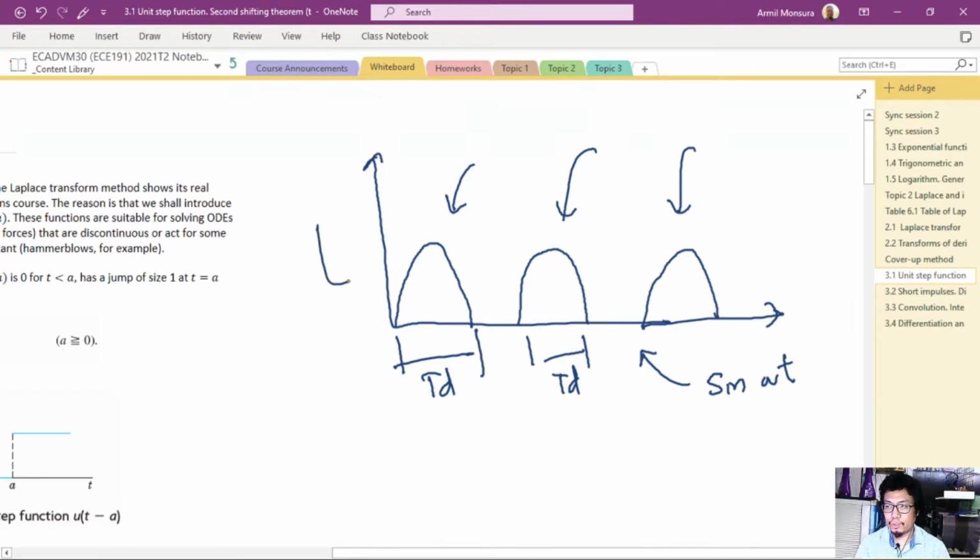Signals or functions like this, which serve as input signals to systems that we would like to analyze, are very common in engineering practice. When we have systems, there would be a need for us to analyze how they would behave if this kind of signal is presented to them as inputs.